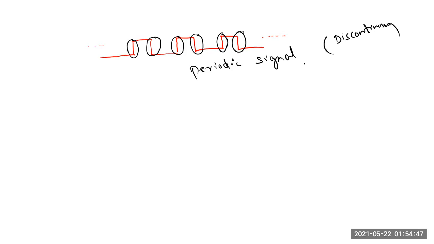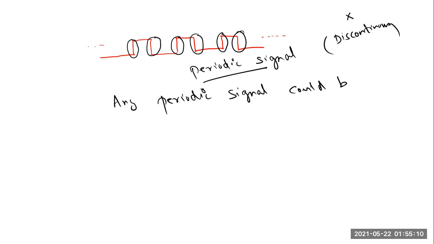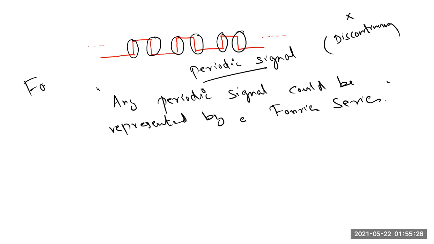So for Fourier, it doesn't matter whether the signal is discontinuous or continuous. If it is periodic, according to Fourier, it will have a Fourier series. So any periodic signal could be represented by a Fourier series. This was the claim of Fourier.